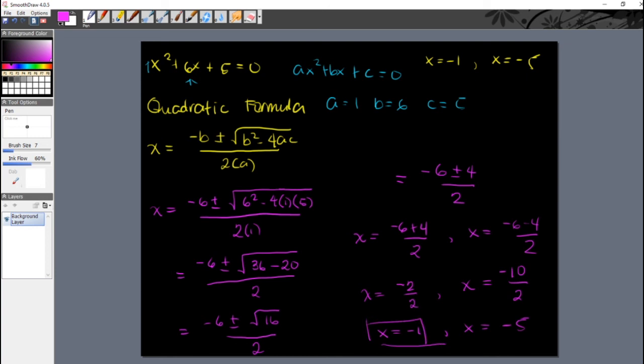There you go. So in other words, to solve for the solutions of a quadratic equation, you can use three methods. The first one is factoring. The second one is completing the square, and the third one is using this formula here, the quadratic formula. That's it, and I hope it helps you a lot.